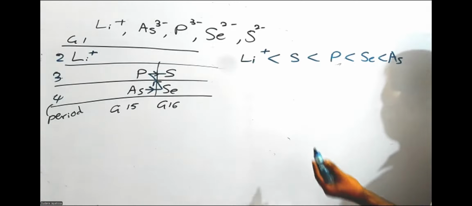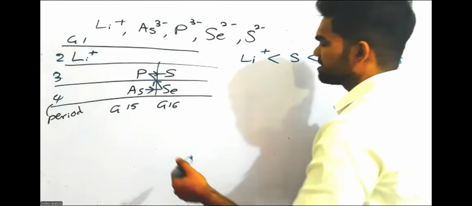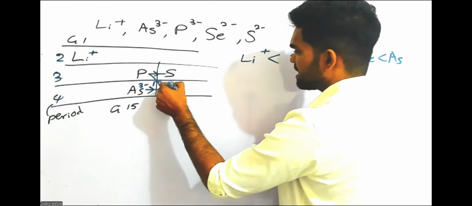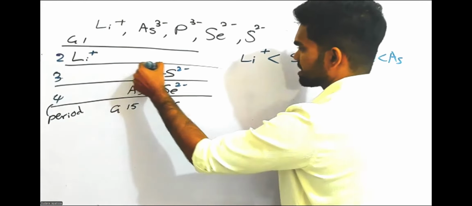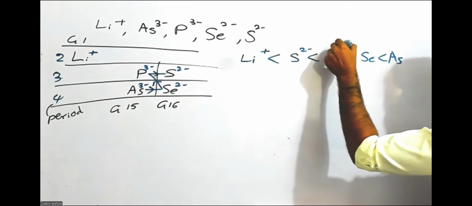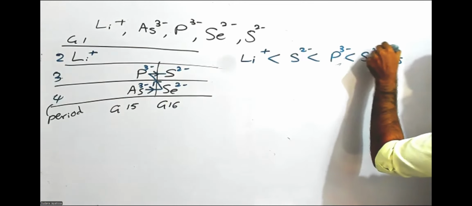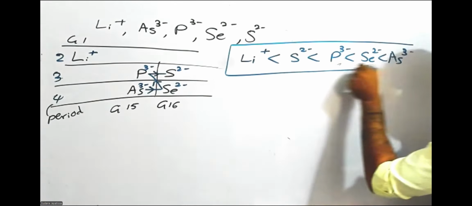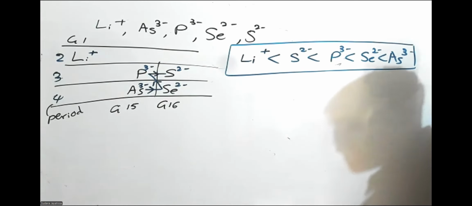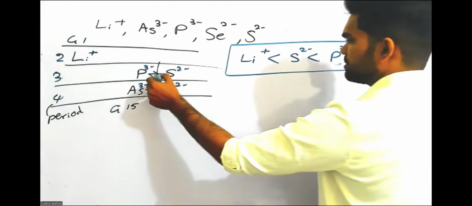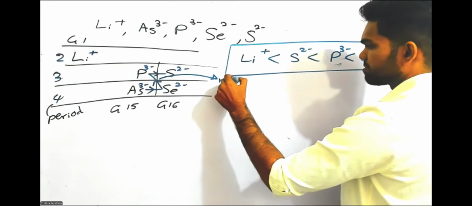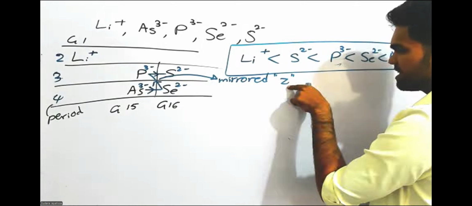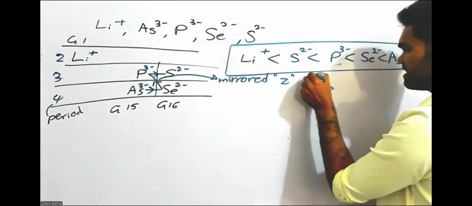And here I wrote about the elements, but their ion radii will also change in the same pattern. So S2 minus, P3 minus, selenium 2 minus, and arsenic 3 minus. This must be the answer. I have to apply mirror descent. Okay, write that too, just to remember. Mirror descent.